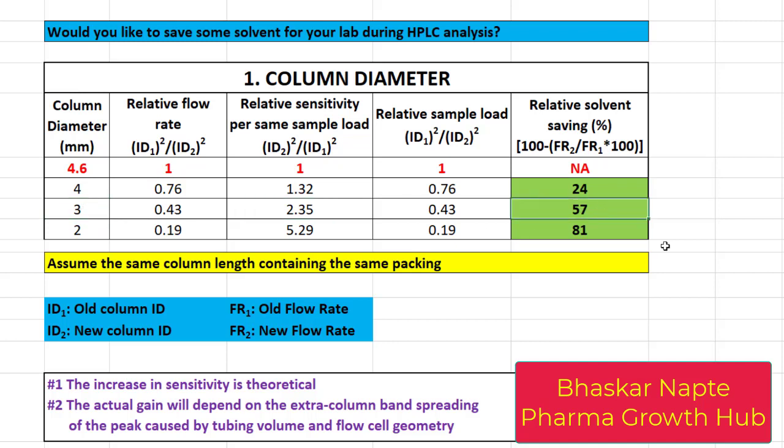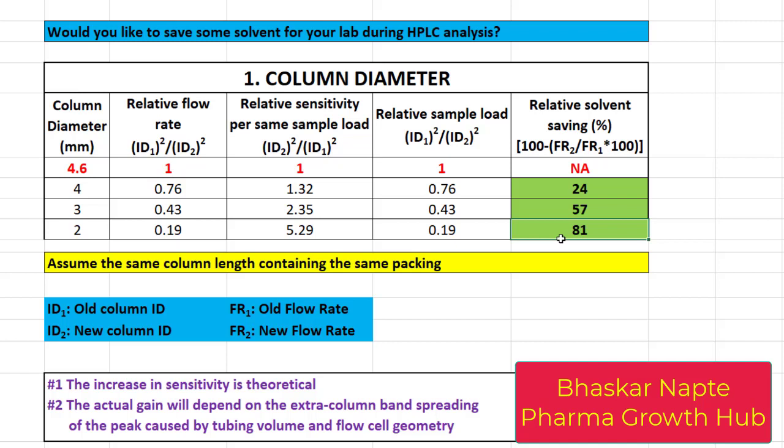It is almost going to be a 57% saving, and it is a good amount of saving as far as HPLC consumables or your lab expenses are concerned, because many times all the solvents used for HPLC analysis are going to be HPLC grade or even equivalent or better than that, and that comes with a lot of cost, isn't it? So 57% saving is a good amount of saving. And in case you have a column with a diameter of 2 mm, then 81% can be saved.